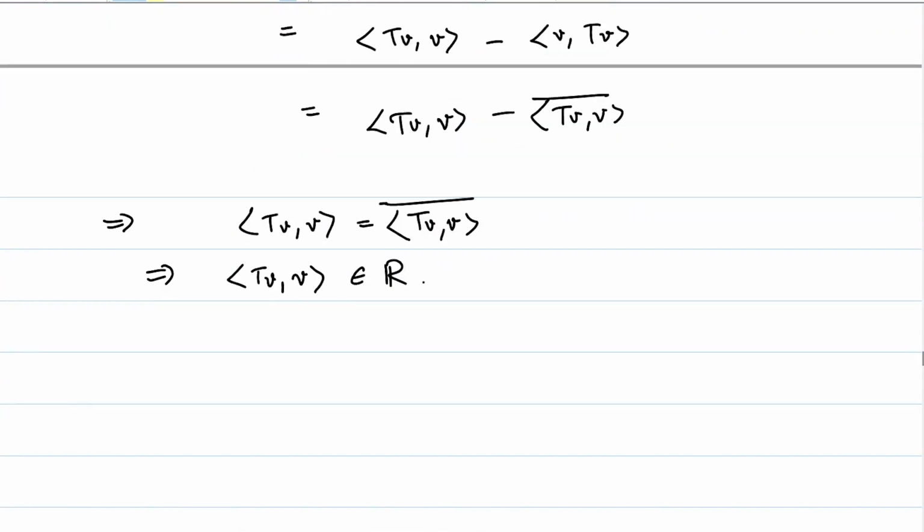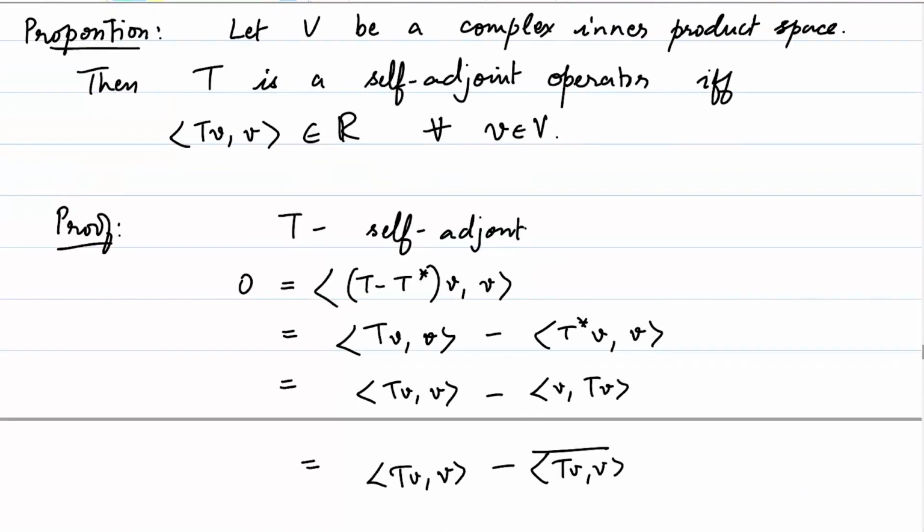What happens if we want to go in the other direction? Suppose inner product of TV, V is equal to R for all V in capital V. So this is also for all V in capital V. And if you want to go in the other direction, suppose the inner product of TV, V is in R, then that would imply that the inner product of TV, V is equal to its conjugate. That would imply that this is equal to 0, and that would imply that T minus T star V is equal to, okay, so let me just not use the colors.